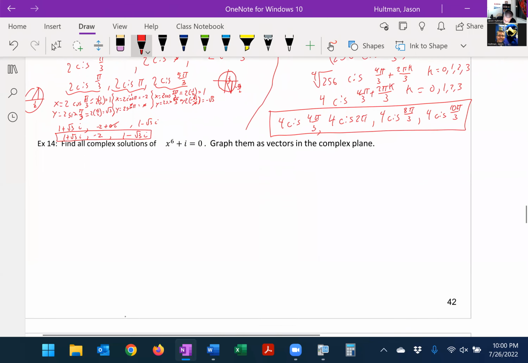Okay, last example. Find all complex solutions of x to the 6th plus i equals 0, and graph them as vectors in the complex plane. So how am I going to solve this? Well, we get x to the 6th plus i equals 0. If I toss the i to the other side, subtract i, I get x to the 6th equals negative i. And then I'm going to say, well, this is going to be the 6th root.